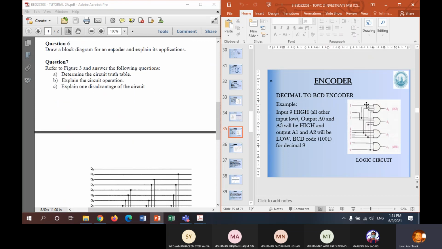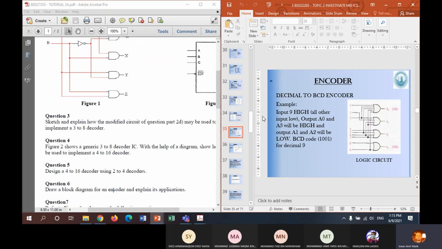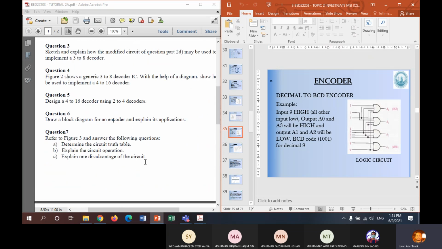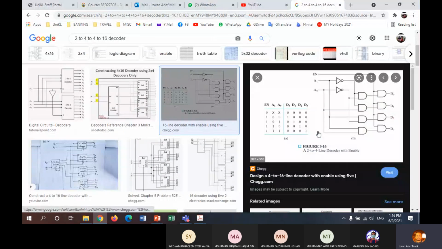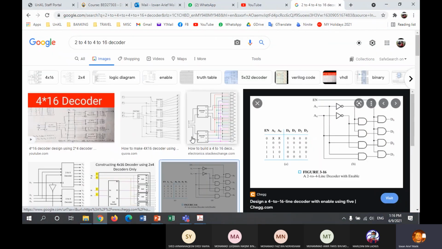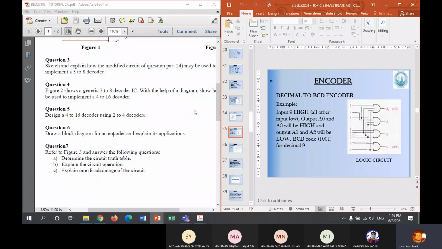Okay, so that is the answer for your tutorial 2A. Most of them ada dalam nota saya, kecuali yang mana tadi? Apa yang saya cari tadi? Lupa dah saya. 2 to 4 untuk jadi 4 to 16 tu. Okay, so inilah dia ni. Ni dia punya circuit. Dia punya, what we call it, the sketch of the block diagram. Okay, yang lain semua ada dalam nota.